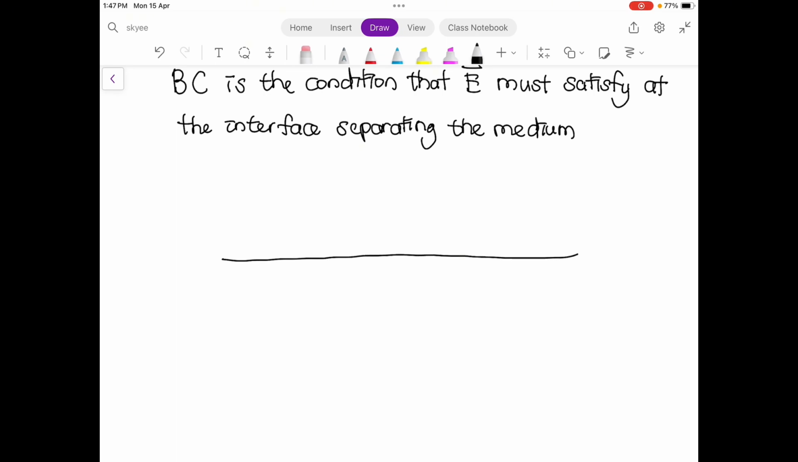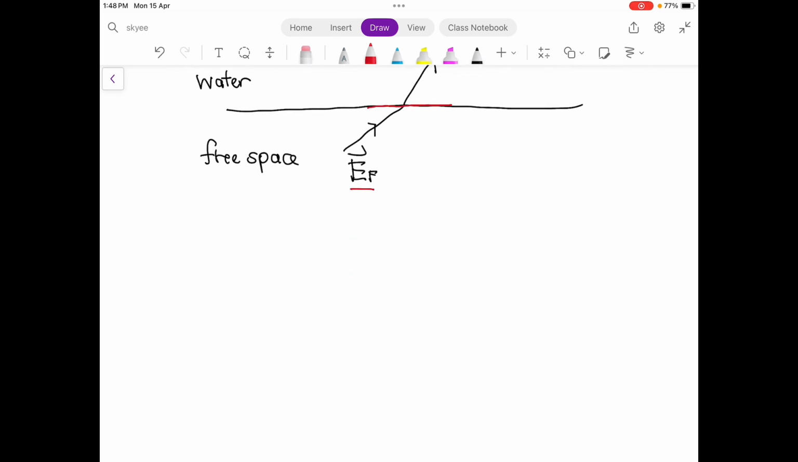So let us look at this case. Imagine this is the interface between two mediums. Here is the free space, for example, and here maybe is the water. When the electric field propagates in the free space and goes into the water, the electric field will be different. The electric field in the water will be different from the electric field in the free space. So we can use the boundary conditions, that is, the conditions of the electric field at the boundary, which it must fulfill, in order to find the relationship between this and also this one.